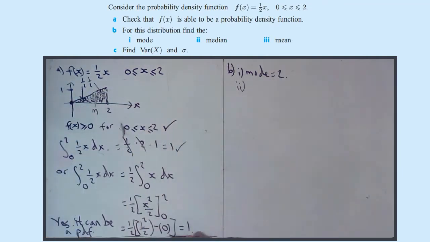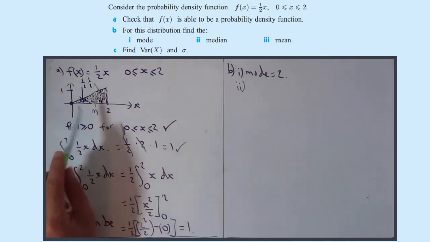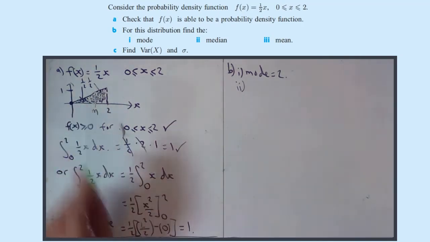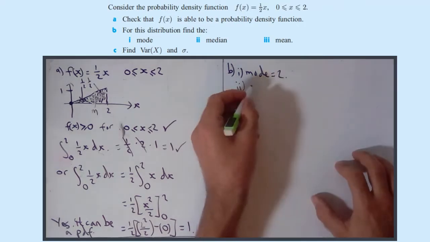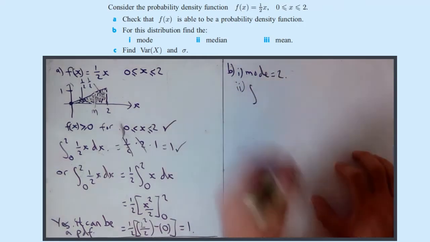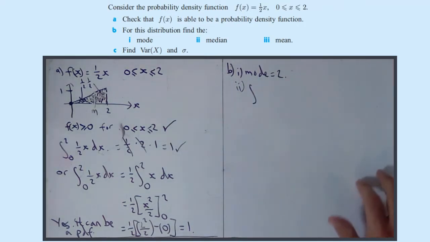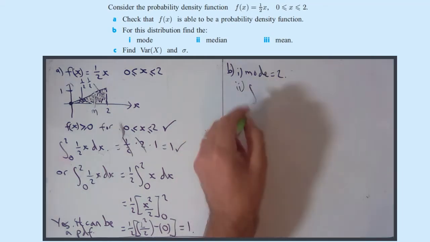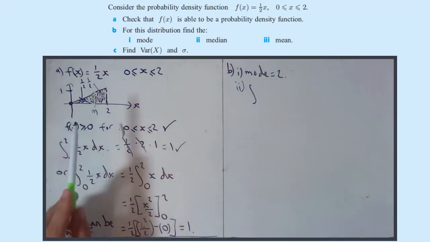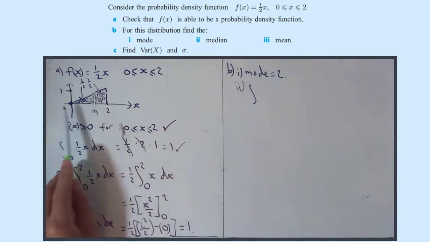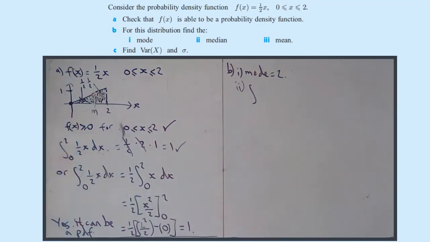We need to find an m such that the area above m and the area below m are both equal and are equal to a half. So if we set that up as an integral, you can go either way. We could say the integral between 2 and m of this is equal to a half, or we could say the integral between m and 0. I hope you can see that using m and 0 is a lot easier.